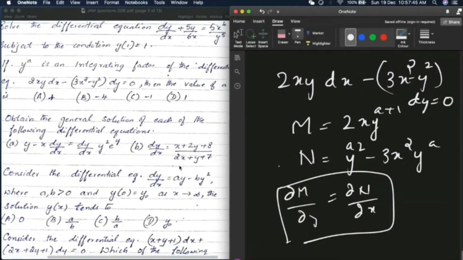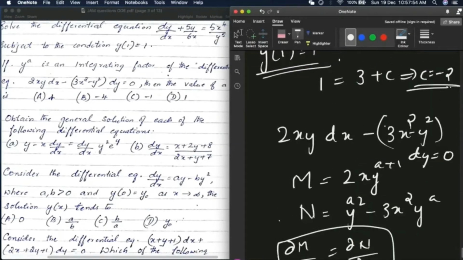Can you explain me, ma'am? Which one? You want me to explain? Okay. So this is the equation given to you. The question says y raised to a is an integrating factor. The meaning of saying that is, if I multiply this equation by y raised to a throughout, it should become an exact differential equation. If I multiply this throughout by y raised to a, what I'm going to get is 2x y raised to a into y, that is y raised to a plus 1, and then 3x squared into y raised to a, this becomes y raised to a plus 2. So when I multiply this equation by y raised to a, it has to be an exact differential equation. Your M and N after multiplying with y raised to a is going to be this.